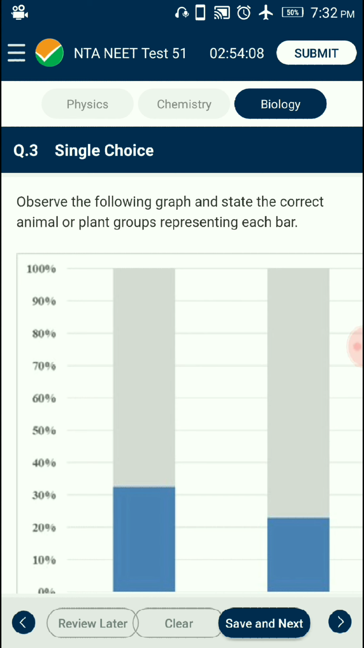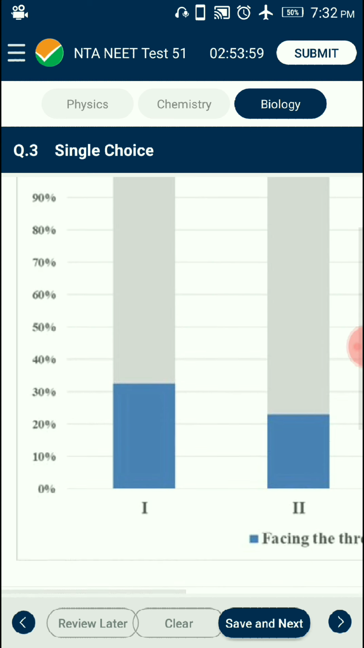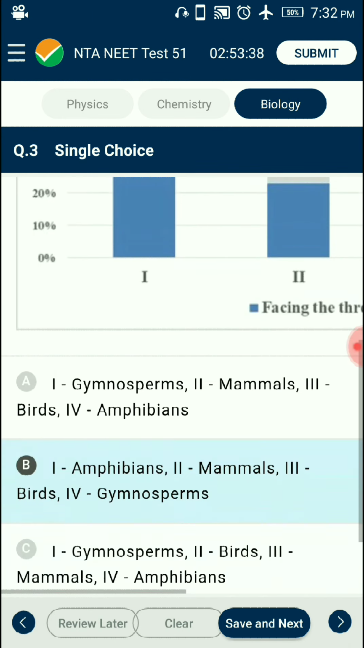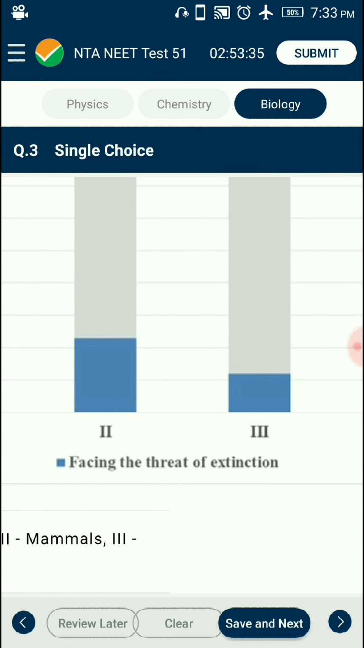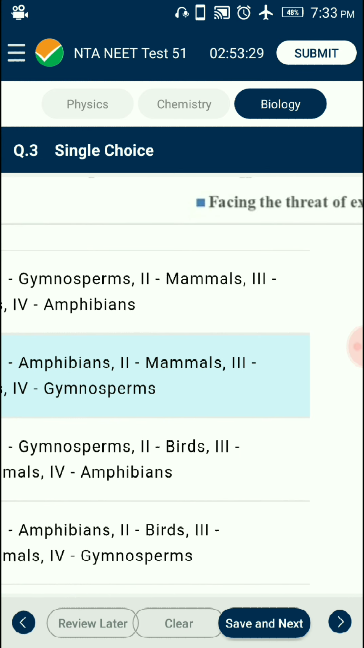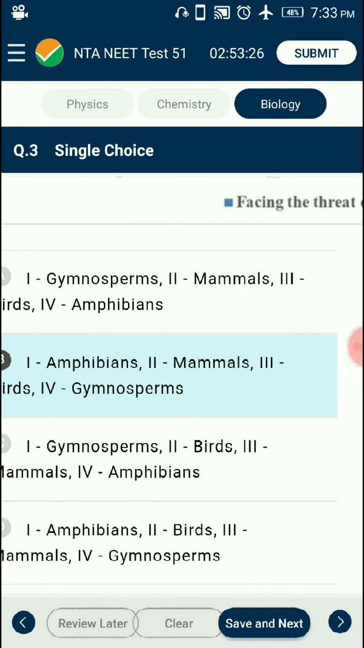Question number 3. Observe the following graph and state the correct animal or plant group representing each bar. More than 15,500 species worldwide are facing the threat of extinction. Presently, 12% of all bird species, 23% of all mammal species, 32% of all amphibian species, and 31% of all gymnosperm species in the world face the threat of extinction. The graph's first bar represents amphibians, the second represents mammals, the third represents birds, and the fourth represents gymnosperms. So the correctly matching option is option B.